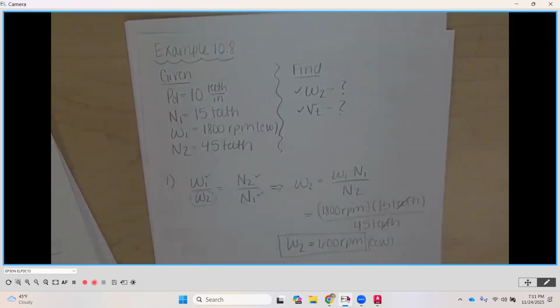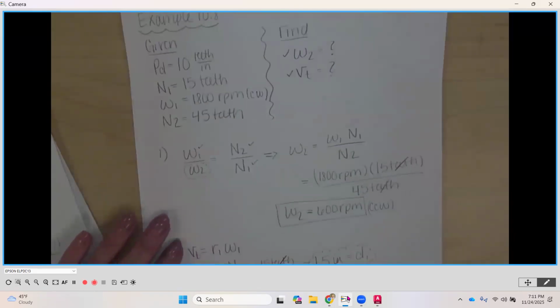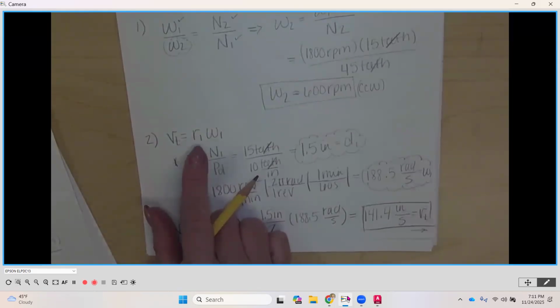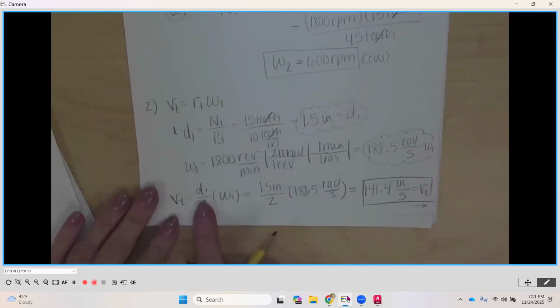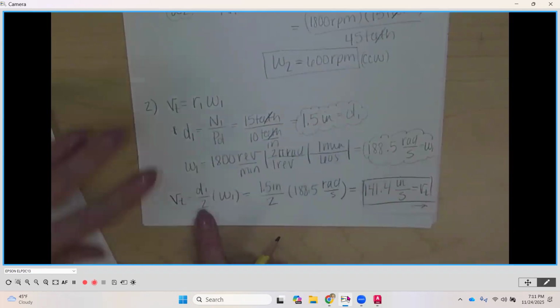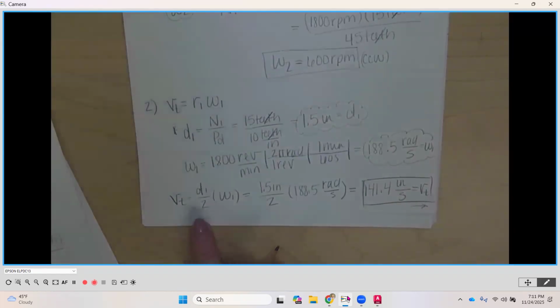Dylan? Where did the 2 come from? Oh, so the radius is what you need for multiplying times the angular velocity in radians per second. So we had the diameter. We calculated the diameter of 1.5. So we had to divide it by 2 to get the radius. Yep, that's where that is. Good. Any other questions?